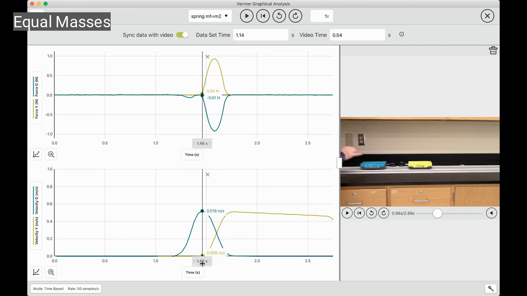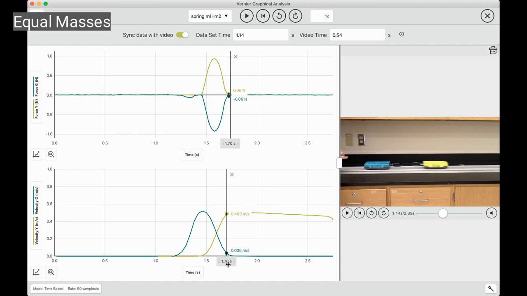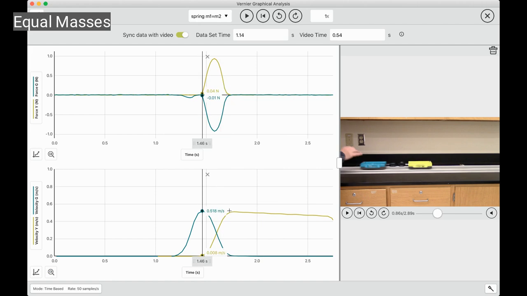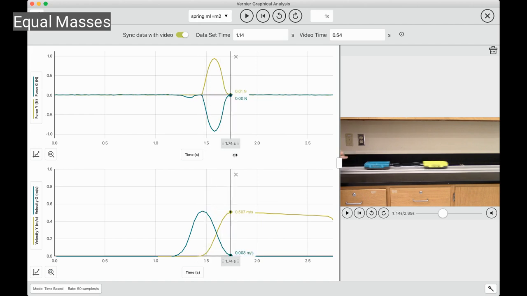So we can check the speeds. We got 0.518 meters per second and 0.507. There's a little bit of friction as shown by this going down line. So it's not actually a constant velocity. But essentially the velocity swaps. One of them stops and one of them goes.